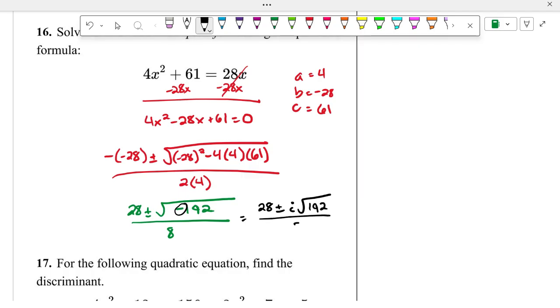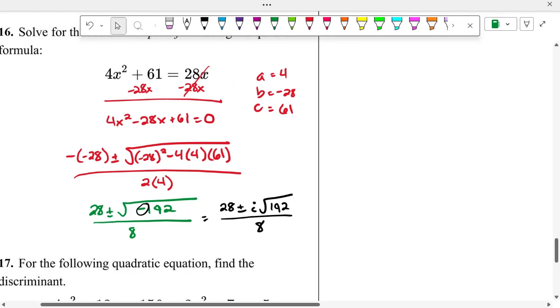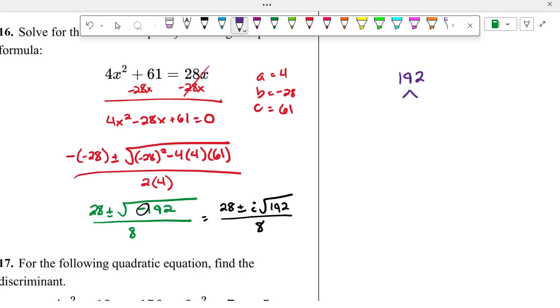So, 192 over 8. Now we can simplify the 192. Someone give me 2 factors of 192. Start by dividing it by 2 first. That's probably the easiest way. 96. Okay, that sounds about right.